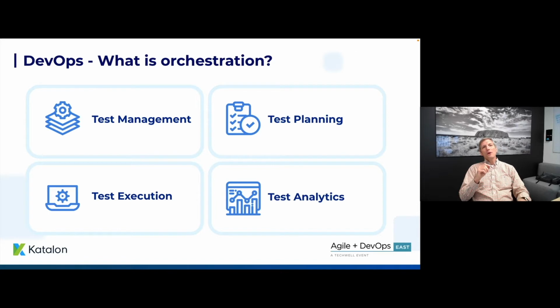There are a number of discussions you'll find talking about test orchestration, and not everybody has the same set of capabilities subsumed under this topic. But four that I think you'll see frequently are test management, test planning, test execution, and test analytics. And I'll talk briefly about each of these and how they help you manage your automated testing and improve your DevOps environment.